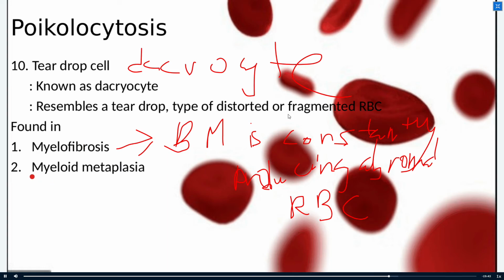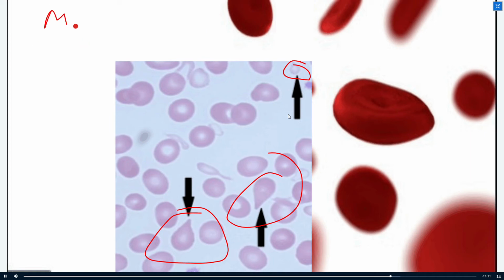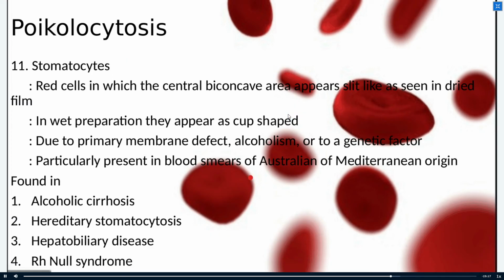And we also have myeloid metaplasia. And this is the appearance of your teardrop cell. So mukha talaga siyang teardrop. Luha in Tagalog. They are seen in myelofibrosis and myeloid metaplasia.